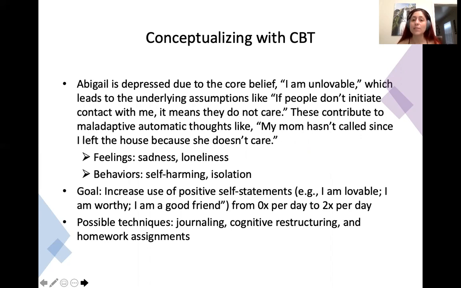Now, if we were to look specifically at CBT, the symptoms that Abigail is experiencing are the result of maladaptive cognitions, which lead to changes in feelings and behavior. And these relations are bidirectional, meaning that feelings influence behavior just as behavior influences feelings. So in Abigail's case, these thoughts then contribute to feelings of loneliness and sadness and behaviors like self-harming. So an appropriate goal in this case would be increased use of positive self-statements like I am lovable, I am worthy, I am a good friend from 0 times a day to 2 times a day. Treatment interventions might include journaling, cognitive restructuring, and homework assignments.